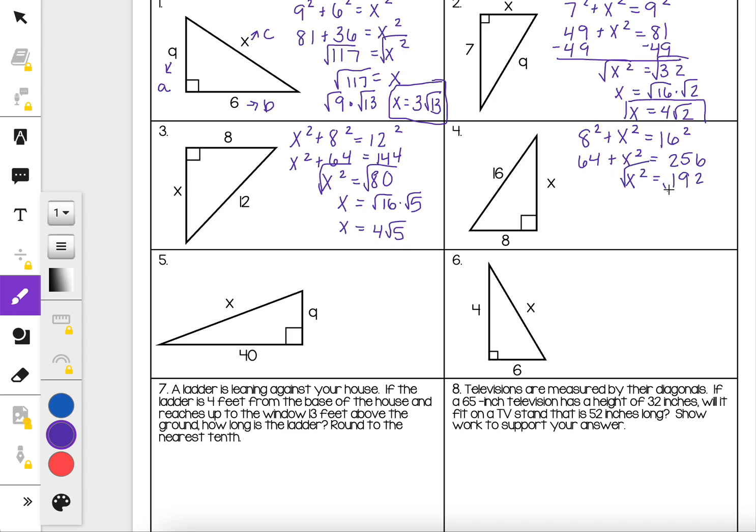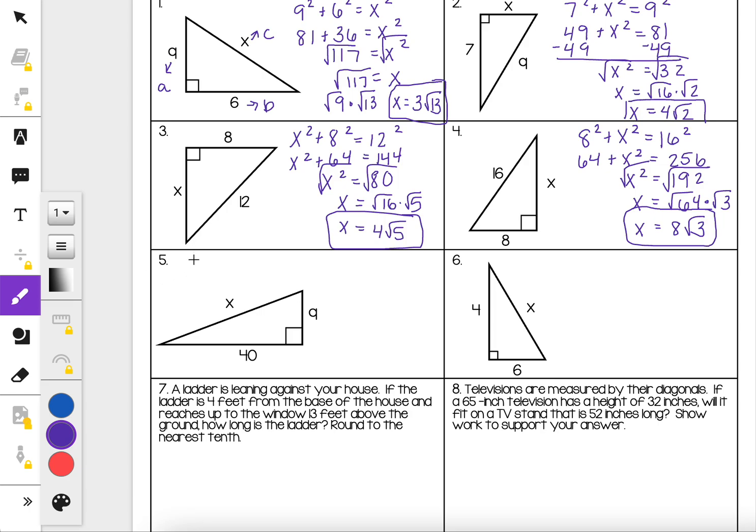And again, when we take the square root of both sides, if we're simplifying that radical, we're going to have the square root of 64 times the square root of 3. The square root of 64 simplifies to 8. The square root of 3 can't be simplified. All right, so that is our final answer.